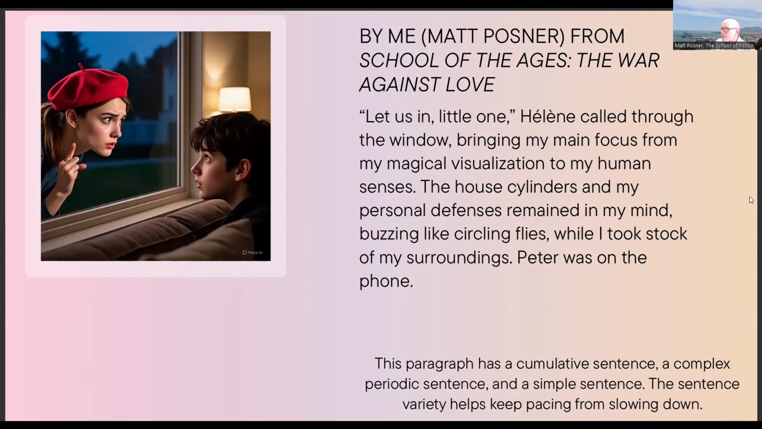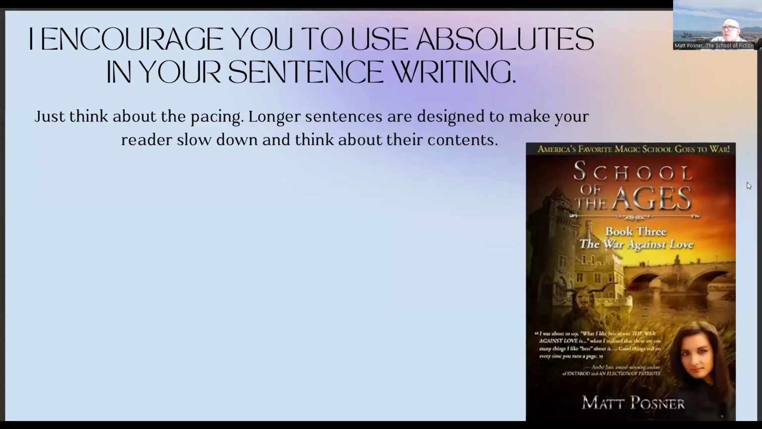So we have a cumulative sentence, a complex periodic sentence, and a simple sentence. And the pace should not be slow on this because of the sentence variety, because they're not all the same type of sentence. So that gives kind of an up and down, bouncy feeling to the action. At least that's the goal. Right? So I encourage you to use absolutes in your sentence writing. I am talking about pacing here, but I'm saying think about it.